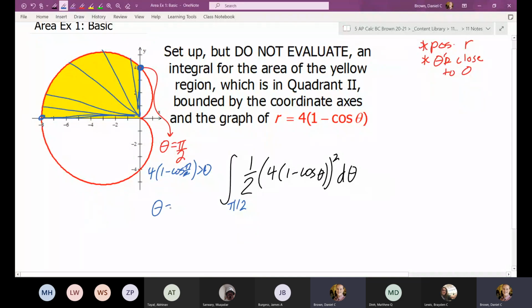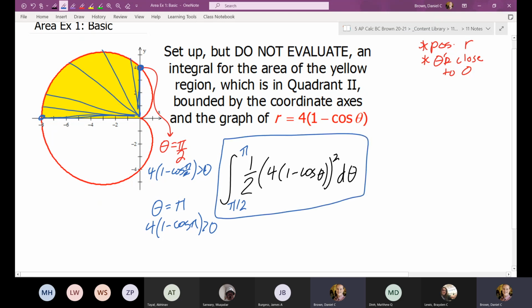And again, I want to check it because if this gives me a negative number, then I need to find something smaller than it to make sure it works. So I have the cosine of pi. Cosine of pi is negative 1. 1 minus negative 1 gives you 2. It's positive. We're good to go. This answer is how I leave it. I've set it up. Some things about your answer.